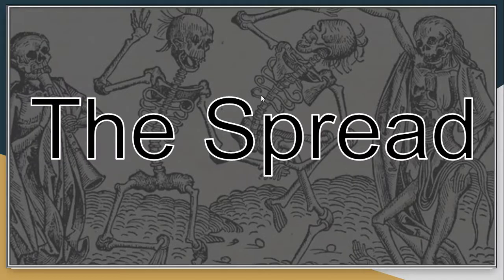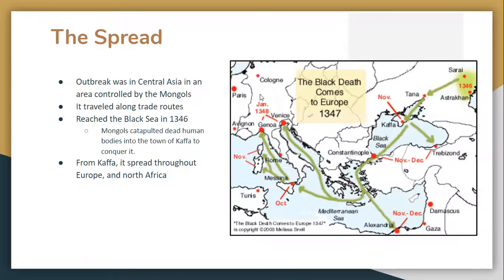So now we're going to look at part two of the Black Death, and we're going to talk about how the Black Death actually spread. So the spread of the Black Death. Well, the Black Death actually started out as a disease that came out of Mongolia, and it traveled along the trade routes and it reached the Black Sea.